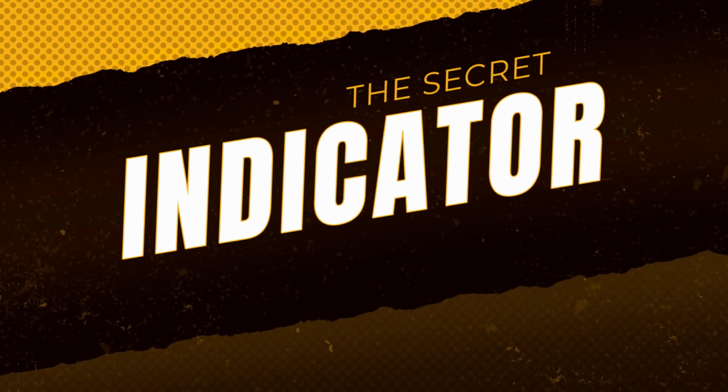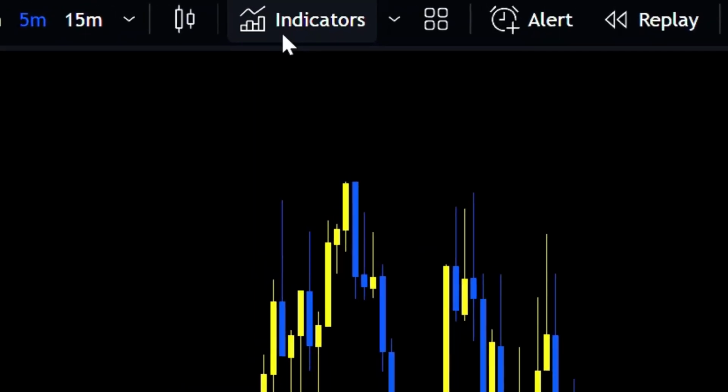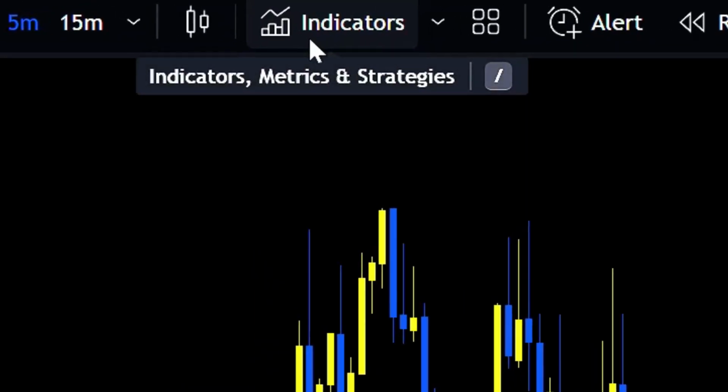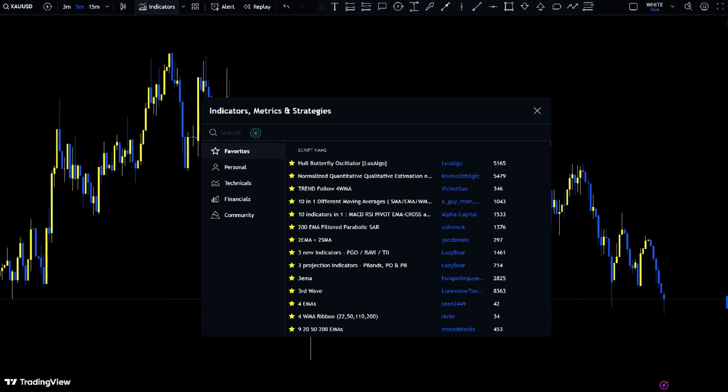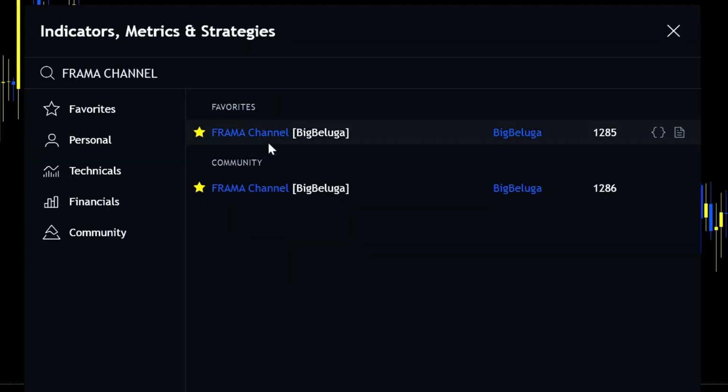That's where our next secret weapon comes in, the Froma Channel. This tool is a game changer for confirming our trades and keeping us on the right side of the market. To add it to the chart just like before, head back to the indicators tab on TradingView and type in Froma Channel. Make sure you get the right one. Boom, add it to your chart.